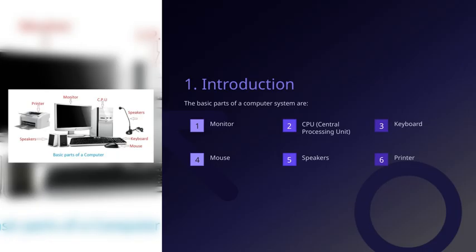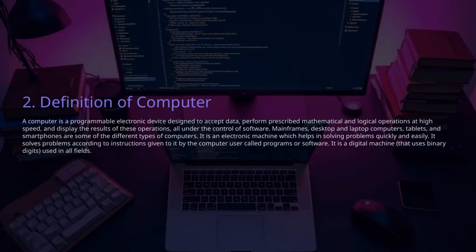Moving on, we have the mouse, which is an essential input device that allows us to point, click, and interact with the computer easily. The speakers are also important because they let us hear sounds, music, and even communicate through audio. Lastly, there's the keyboard, which we use to type and give commands. And of course, the printer, which is used to produce physical copies of documents and images. Understanding these parts helps us see how each component plays a vital role in making the computer work efficiently as a whole.